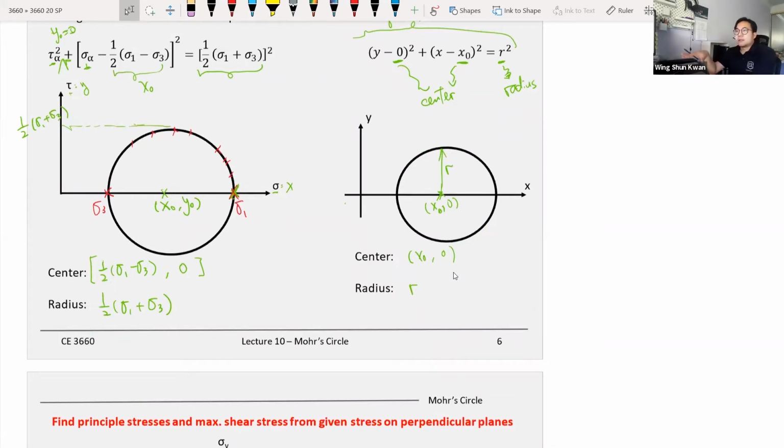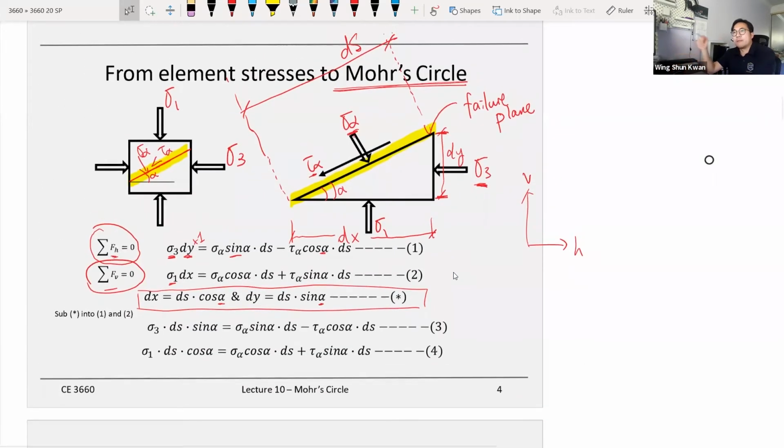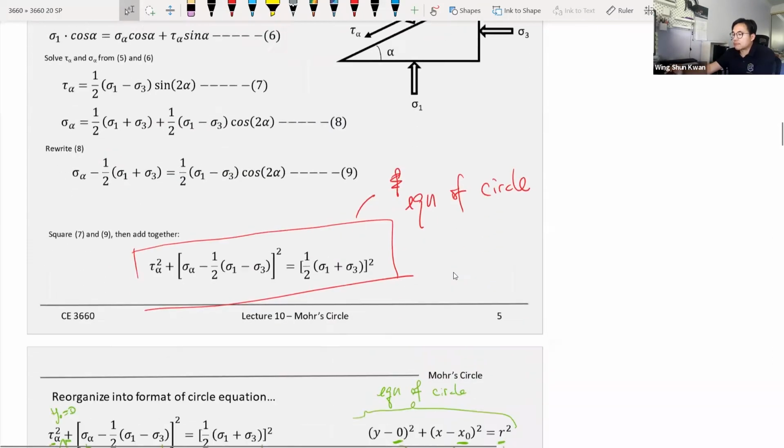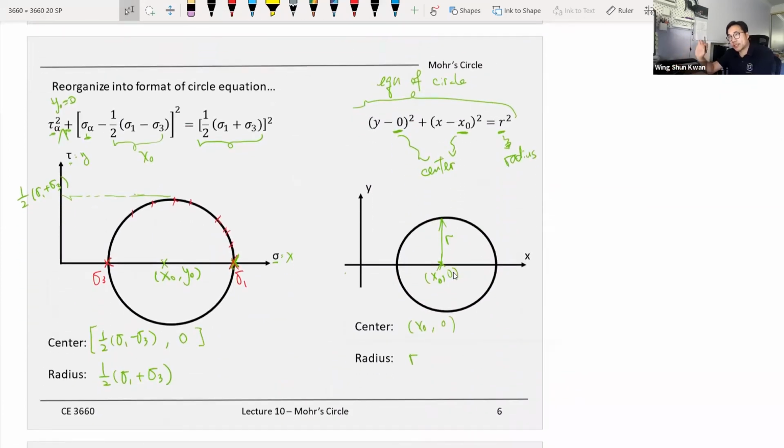So any questions here? That is the concept behind Mohr's circles. Start from a free body diagram of solid elements, and you work your way to an equation of circles. Then you can represent all the different stresses on a circle with a circle formula.